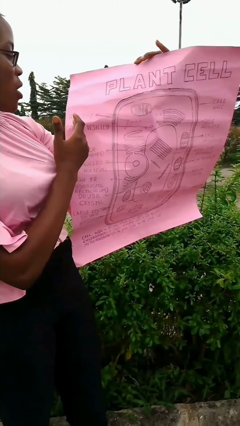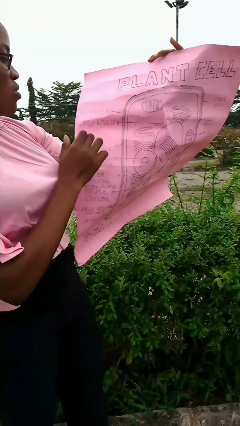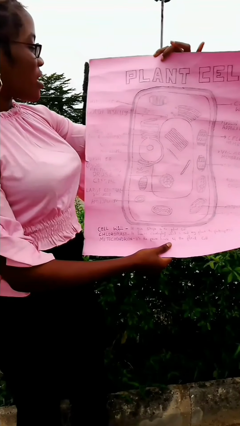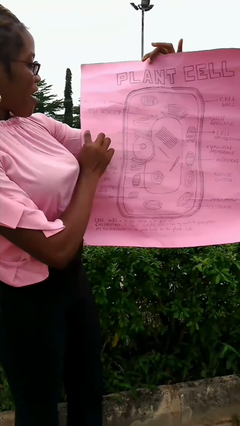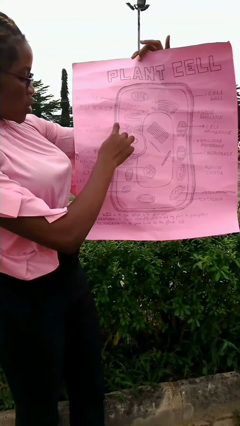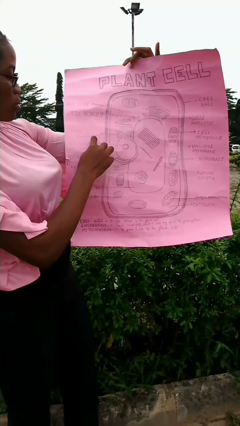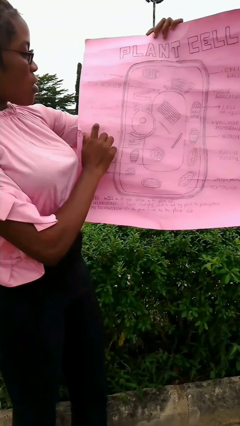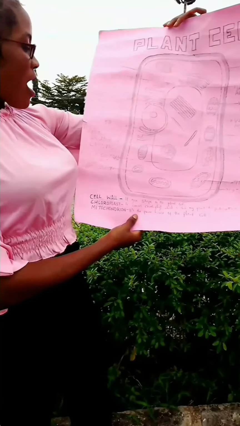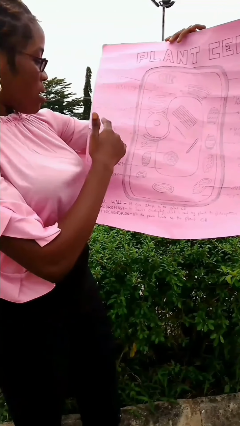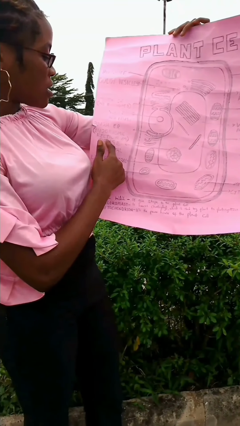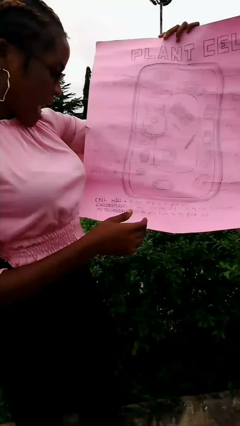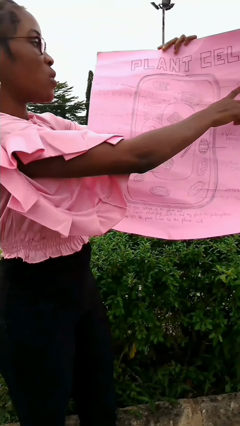Then in here we have the ribosome, we have the Golgi vesicles, we have the smooth endoplasmic reticulum, we have the nucleus, we have the rough endoplasmic reticulum and others, but I'm going to select one or two things here. That is the cell wall. Look at the cell wall here.